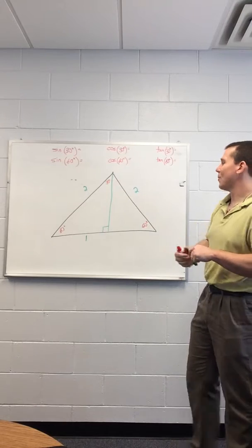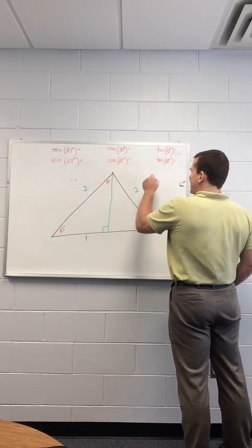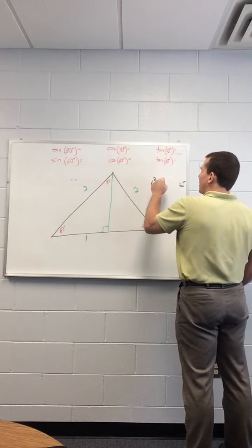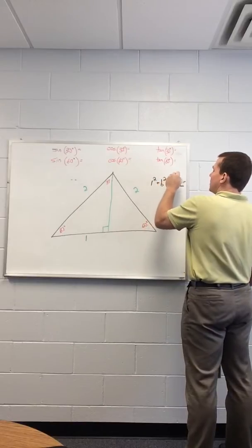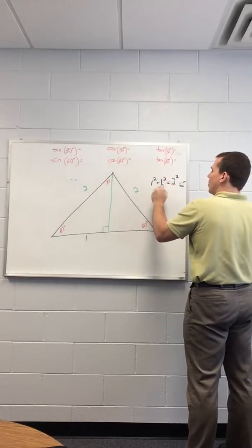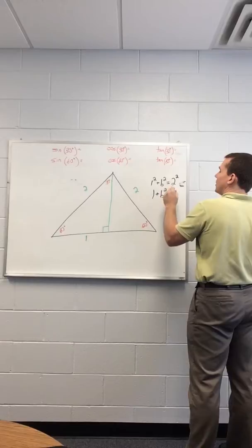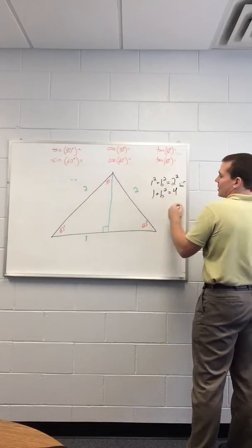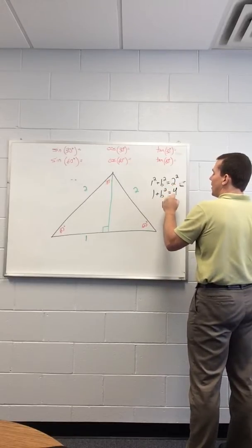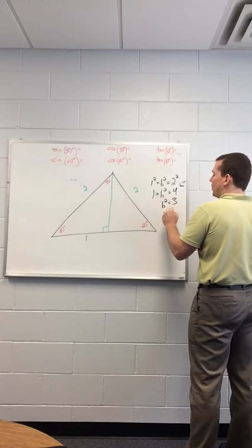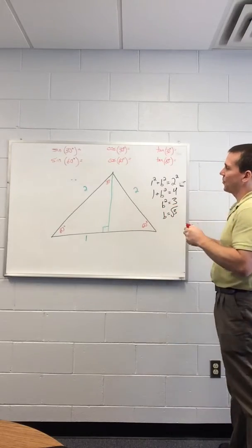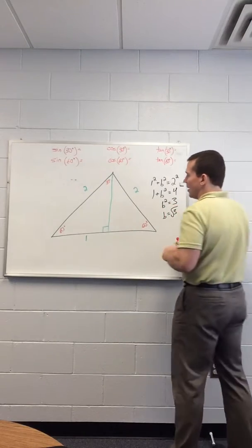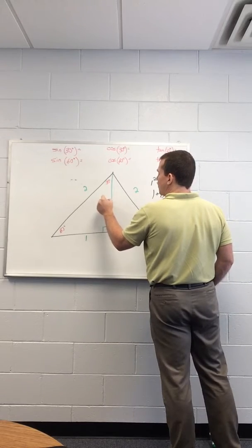For that, we can just go back to our Pythagorean theorem. Let's see. 1 squared plus b squared equals 2 squared. 1 squared is 1, plus b squared, equals 2 squared is 4. Subtract the 1, b squared equals 3. Square root both sides, b equals the square root of 3. So now this height is root 3.